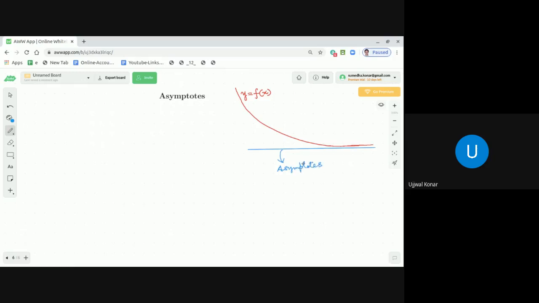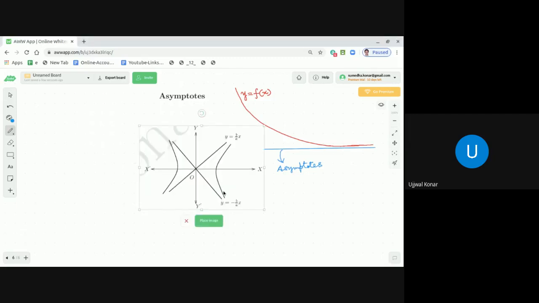So as I am discussing asymptotes for the first time, and for many of you it is a new terminology, first I explained what asymptotes are, and now I am going to explain how asymptotes come in the context of the hyperbola. To do this, first let me show you this particular diagram.